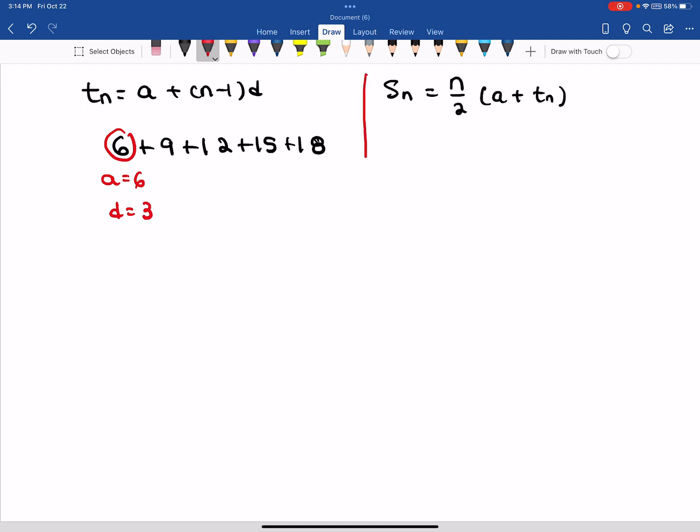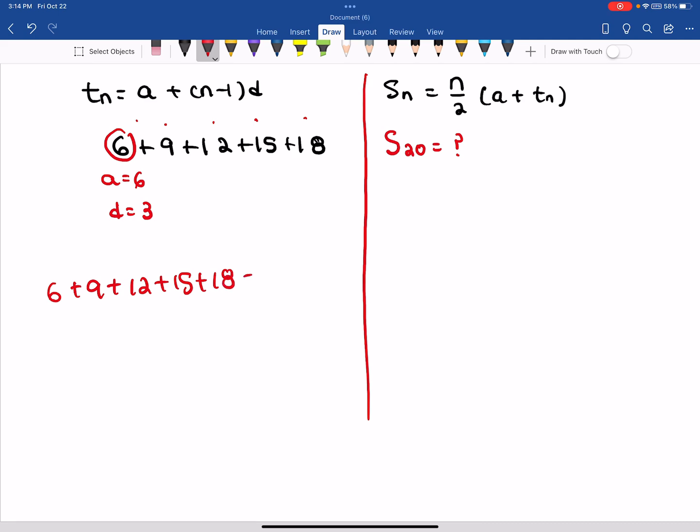Now, I'm going to make up a question. So say somebody says, what is the sum of the first 20 numbers? Say you have to figure that out. What that means is right now you only have 5 numbers. 1, 2, 3, 4, 5. But if you want to add 20 numbers, I guess one option is you can actually figure out all those 20 numbers by adding 3 every single time. So that's one option, but that's taking too long.